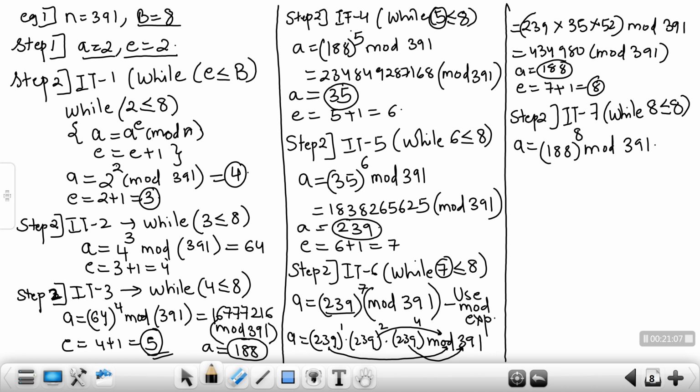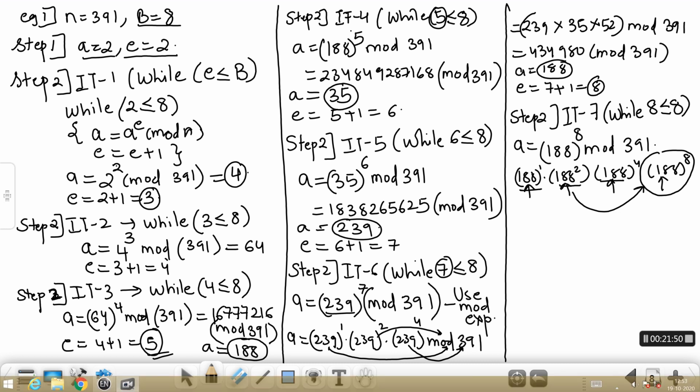To find out 188 raised to 8, I need to first calculate 188 raised to 1, then 188 square, then 188 raised to 4, and then 188 raised to 8. I won't multiply these together mod 391 because I require only 188 raised to 8. But I need to calculate these values so that I can find out 188 raised to 8. So tell me what is 188 raised to 8 mod of 391, and then we will continue further with our next step.